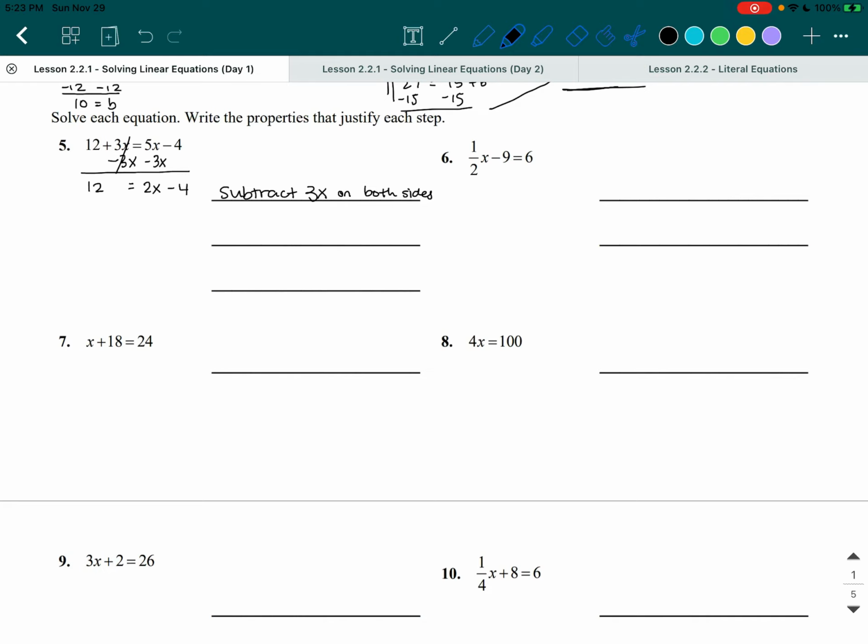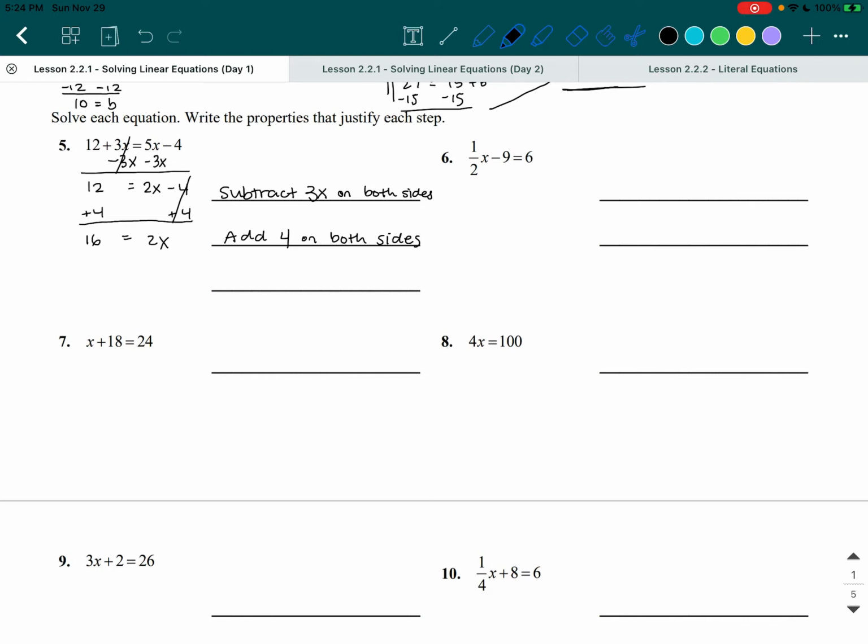All right, the next step is you want x to be all by itself. So right now we have a 2x minus 4. To help us get the x by itself, we want to add 4 on both sides. So let me write out add 4. So we added 4. That will help us cancel those out. We get 12 plus 4, that gives us 16 is equal to 2x. And then the minus 4 and the plus 4 cancel out.